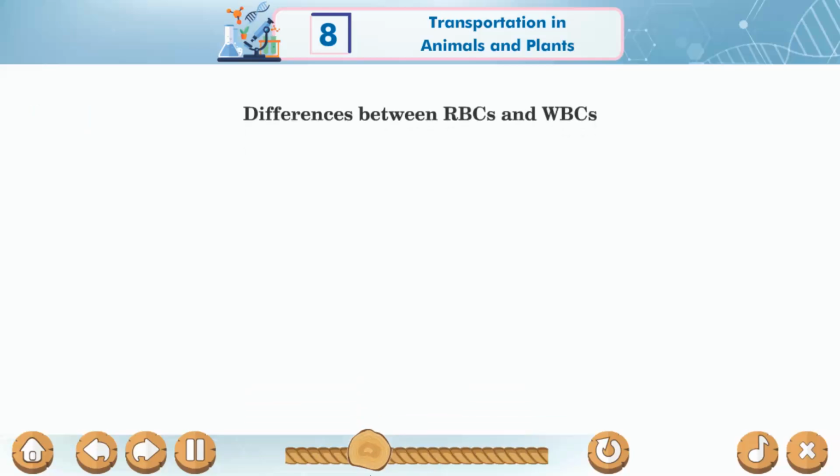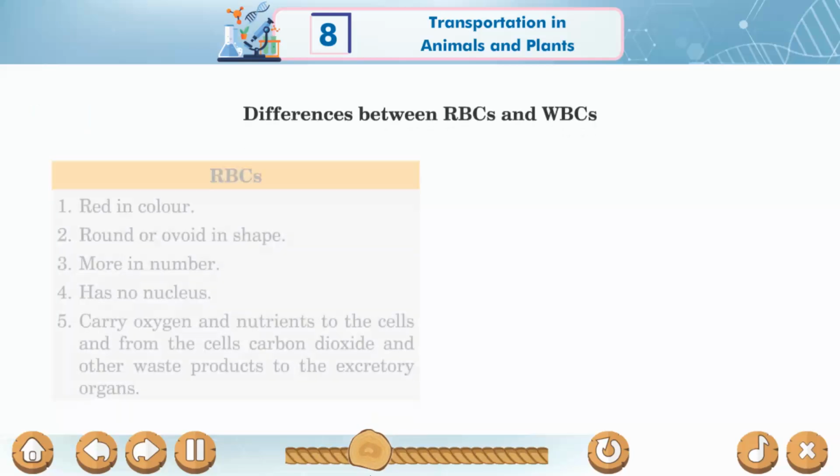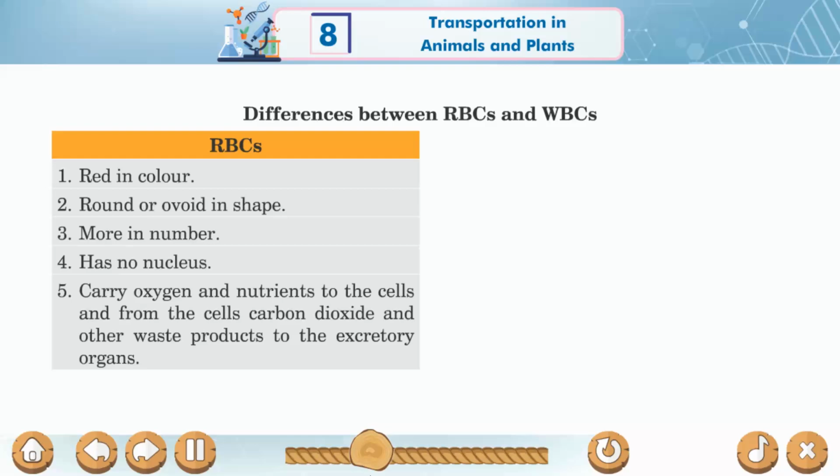Differences between RBCs and WBCs. RBCs. 1. Red in color. 2. Round or ovoid in shape. 3. More in number. 4. Has no nucleus. 5. Carry oxygen and nutrients to the cells and from the cells carbon dioxide and other waste products to the excretory organs.